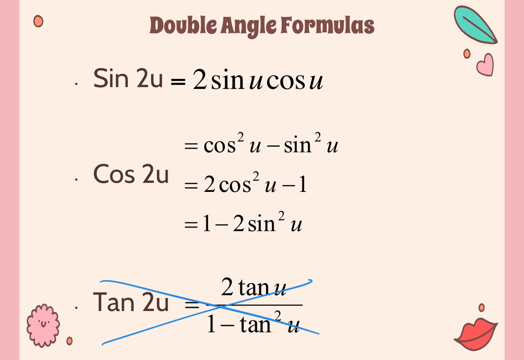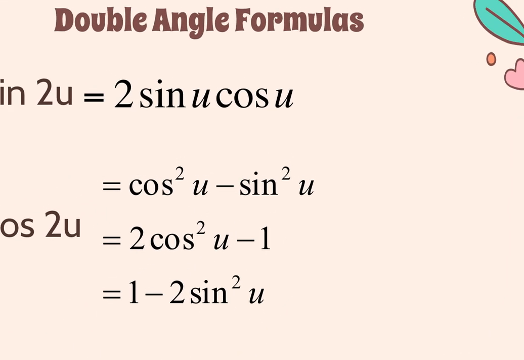You can replace it with any one of those 3. Cosine squared minus sine squared, 2 cosine squared, sorry, minus 1, or 1 minus 2 sine squared. Now, if you don't remember these formulas, ideally you memorize them because you need them. But if you don't memorize them, then I'm going to show you how you can derive them from your sum and difference. So sine of 2u would be the same thing as saying sine of u plus u, right?